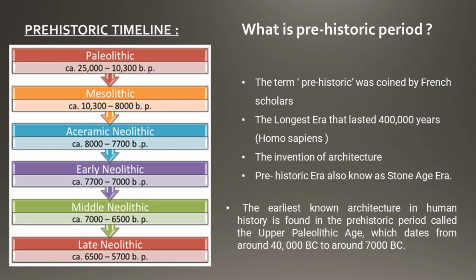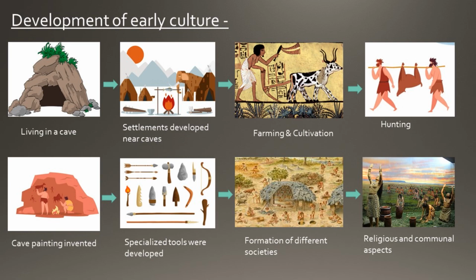Second being Mesolithic Era, also known as Middle Stone Age, and the third one being Neolithic. It is also known as New Stone Age Era. Let's learn how Homo sapiens developed in early culture. People were nomadic, then they invented shelter and started living in caves. Then groups of people started living together and settlements were made near the caves. Then they started hunting for food and started farming and cultivation, inventing new tools for farming, hunting and carving the walls. Then they started forming different societies, and religious and communal spaces came about.